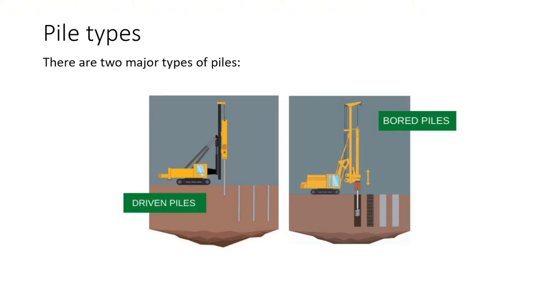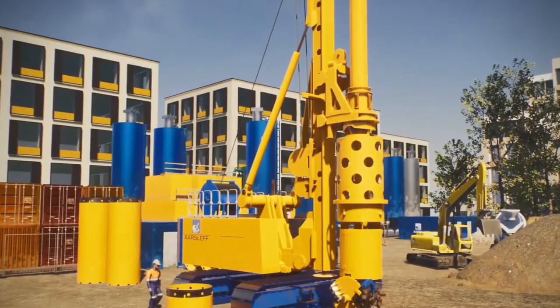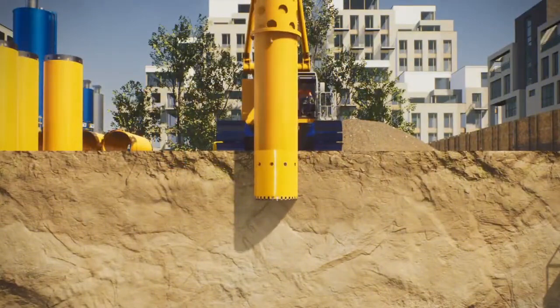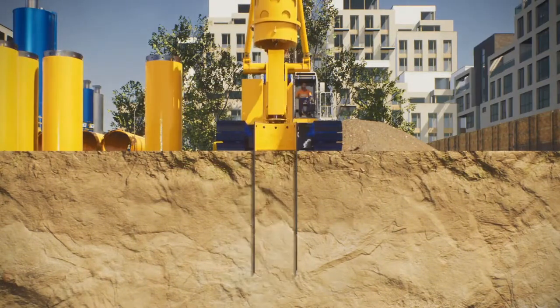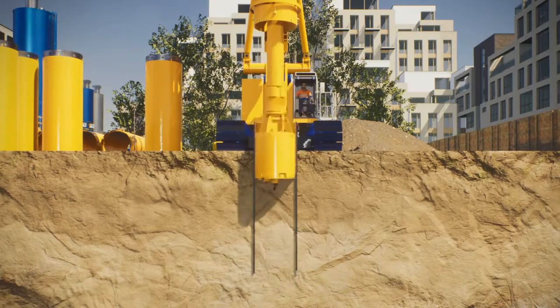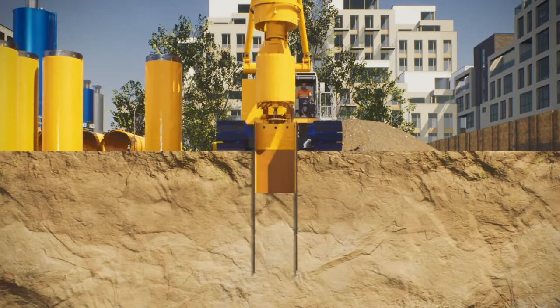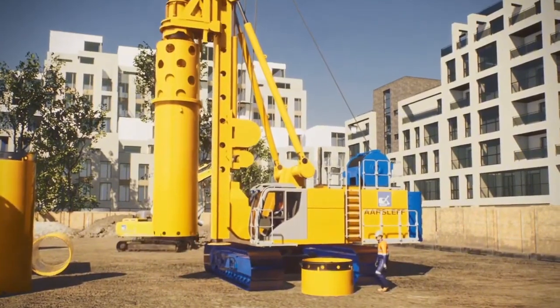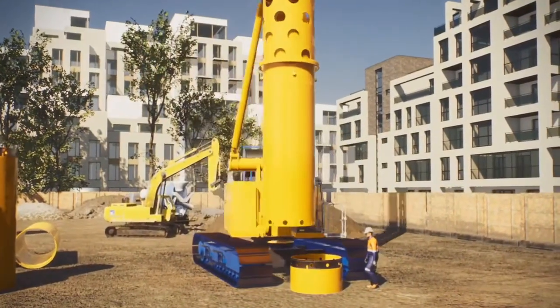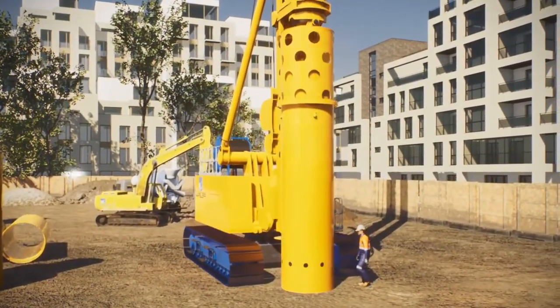Let's look at bored piles first. First of all, bored pile installation uses a drilling rig to drill a steel casing into the earth. After this, the earth is excavated from within the steel casing. Extra steel casings are attached onto the existing steel casings already drilled into the earth, and the entire assembly is drilled to a greater depth.